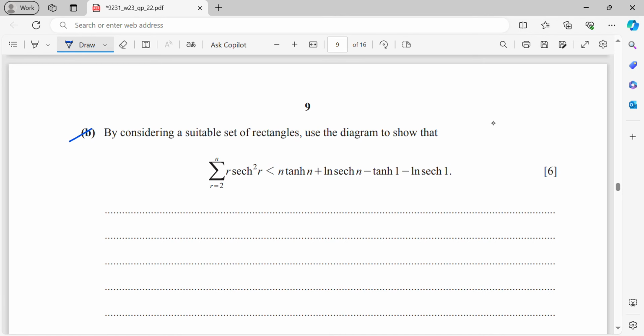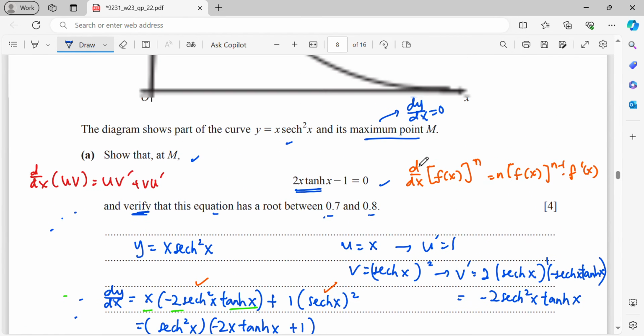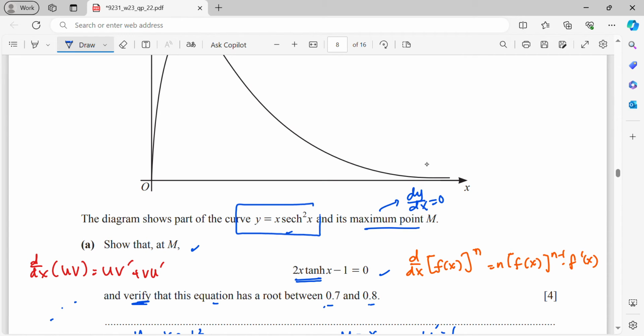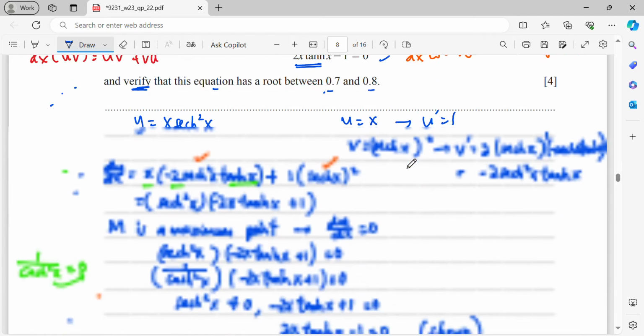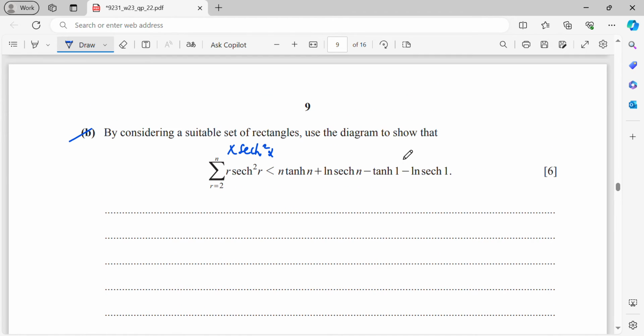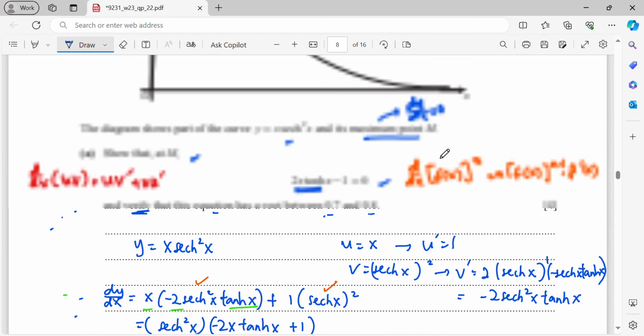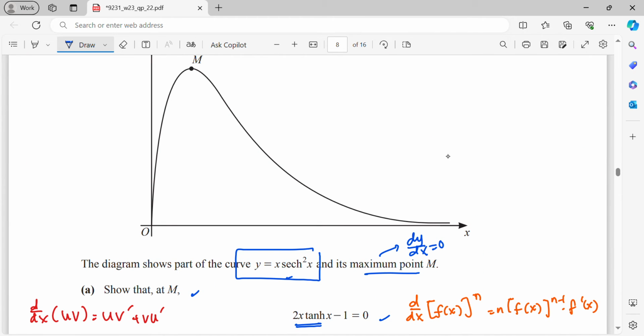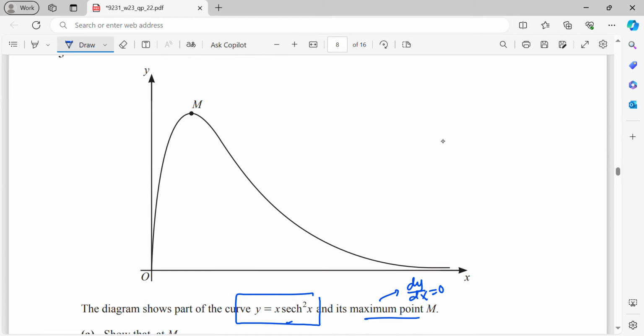Now B, by considering a suitable set of rectangles, use the diagram to show this inequality. Now look at the function first. Your function is basically x times the square of hyperbolic secant x. The sigma means sum, so you replace the x by r, starting from 2 until n. That means your x starts from 2 until n. It's mentioned that this M is between 0.7 and 0.8, so probably here is 0.7 and then this is 0.8.